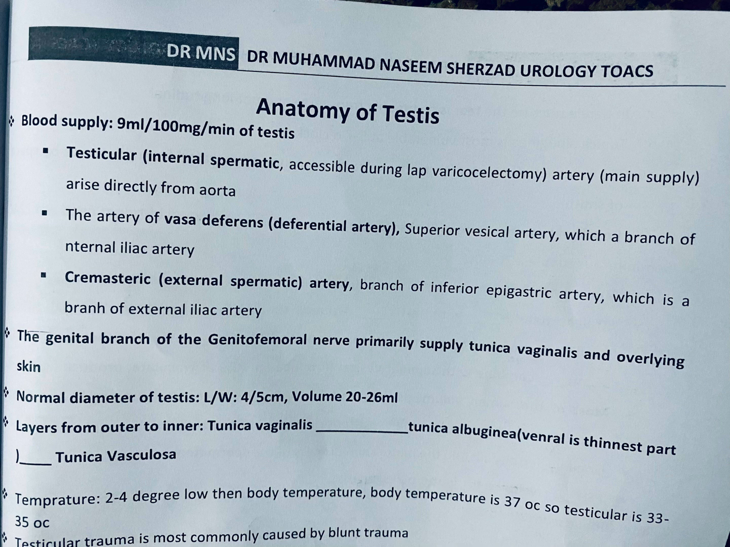And the normal testis length is 4 to 5 centimeters, and normal volume is 20 to 26 ml. And the layers from outer to inner include the tunica vaginalis, the tunica albuginea, and the tunica vasculosa. The testicular temperature is around 2 to 4 degrees lower than the body temperature, meaning around 33 to 35 degrees.